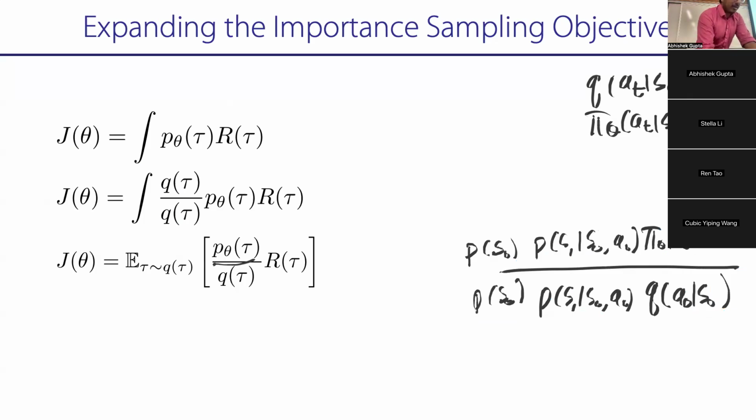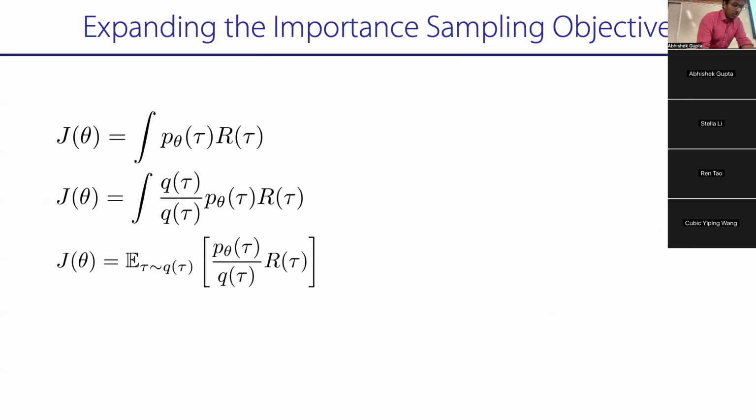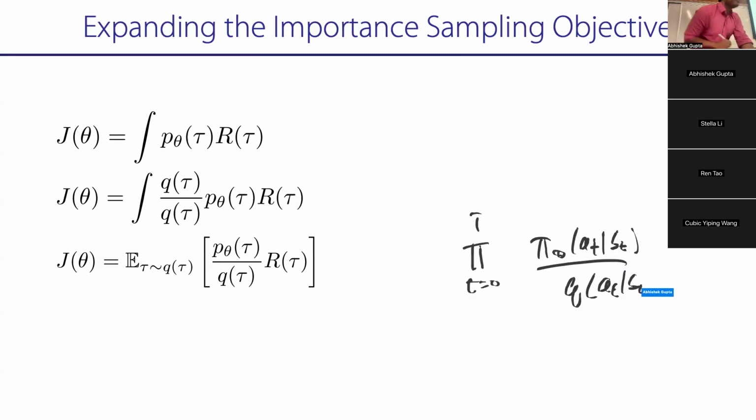The important thing is, remember, the likelihood of a trajectory is initial state times dynamics times policy times dynamics times policy, and so on. Which means that the only thing that's different between P theta tau and Q tau is that one of them is acting according to pi theta and one of them is acting according to Q for your policy, but not for your dynamics and not for your initial state. Why is that important? Because everything else cancels. And so what do you end up with? You end up with a product of pi theta AT given ST divided by Q of AT given ST.